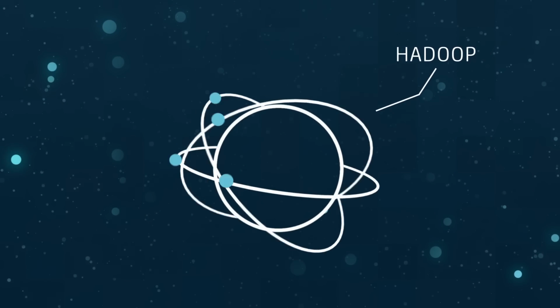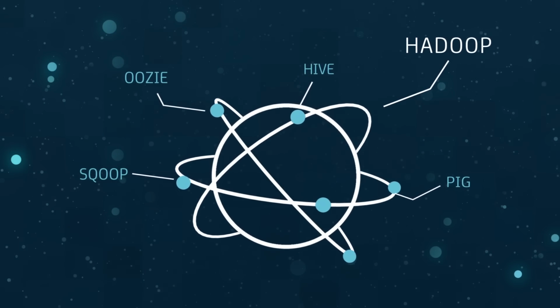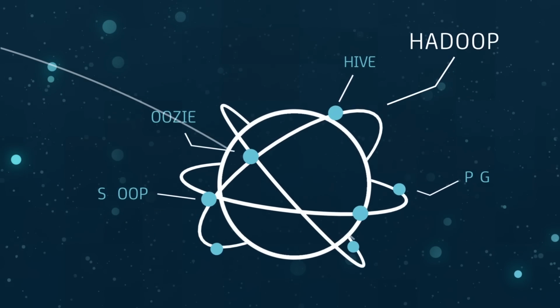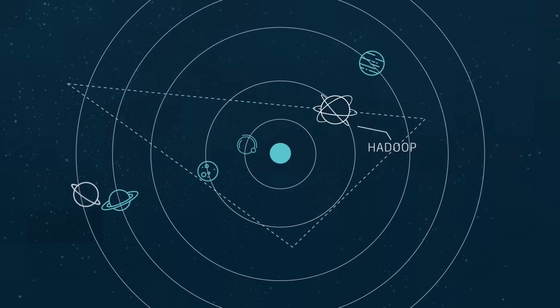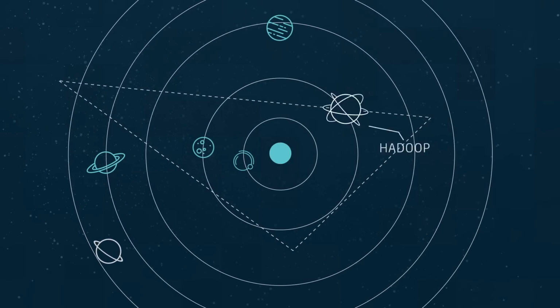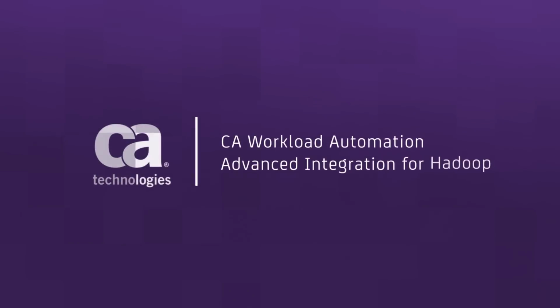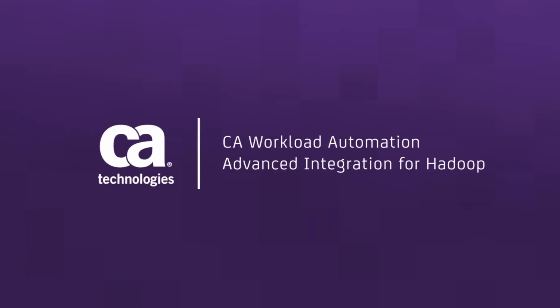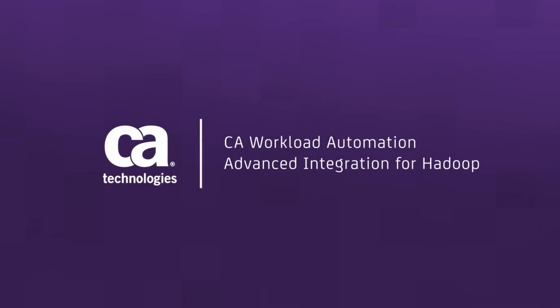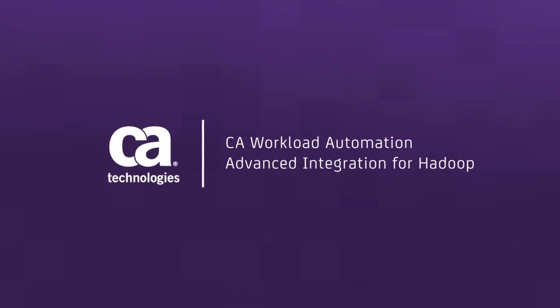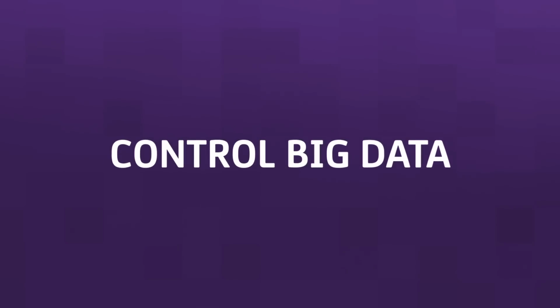Most companies cope with Hadoop and a growing army of related technologies, but Hadoop doesn't always integrate harmoniously, because you have to run Hadoop jobs in a separate workflow from traditional jobs. Until now. Introducing CA Workload Automation Advanced Integration for Hadoop. That's a mouthful, but all it really means is now you're in control of big data.